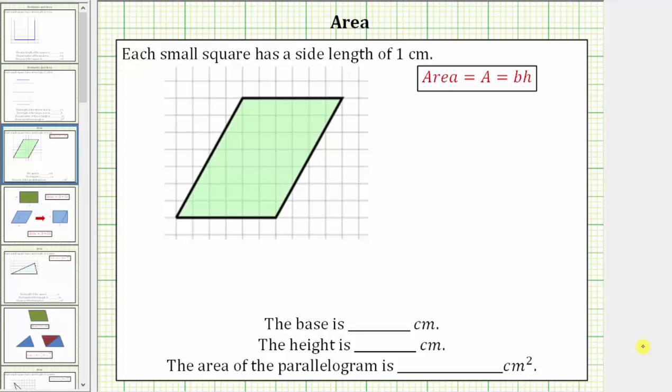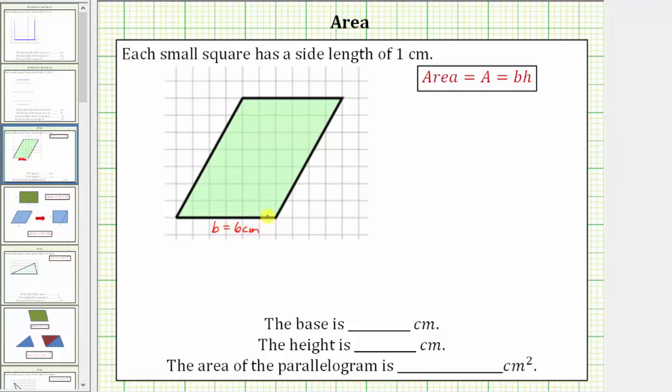We are given a parallelogram on a grid, and we're told each small square on the grid has a side length of 1 centimeter. We are asked to determine the length of the base, the height, and the area of the parallelogram. Let's use this side as the base. Notice how the length of this side is 1, 2, 3, 4, 5, 6, and the units are centimeters. Let's label this side B for base equals 6 centimeters.